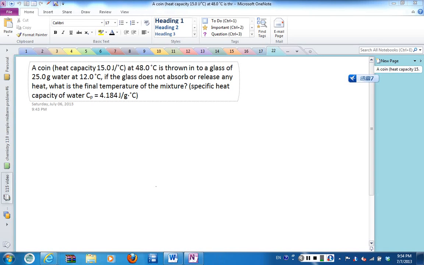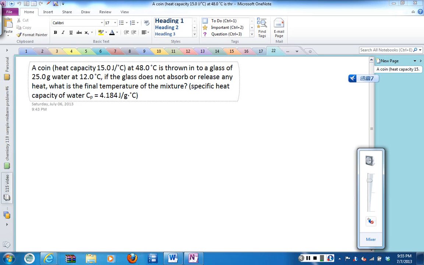A coin with heat capacity 15.0 joules per degree Celsius at 48.0 degrees Celsius is thrown into a glass of 25.0 grams of water at 12.0 degrees Celsius. If the glass does not absorb or release any heat, what is the final temperature of the mixture? Specific heat capacity of water, Cp, equal to 4.184 joules per gram per degree Celsius.